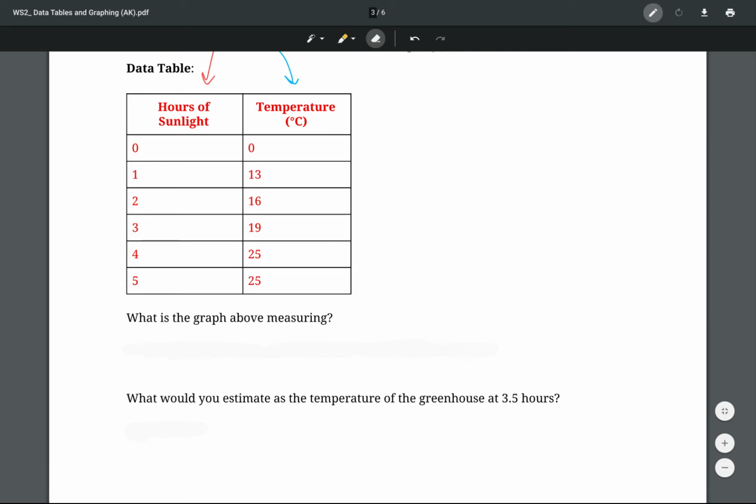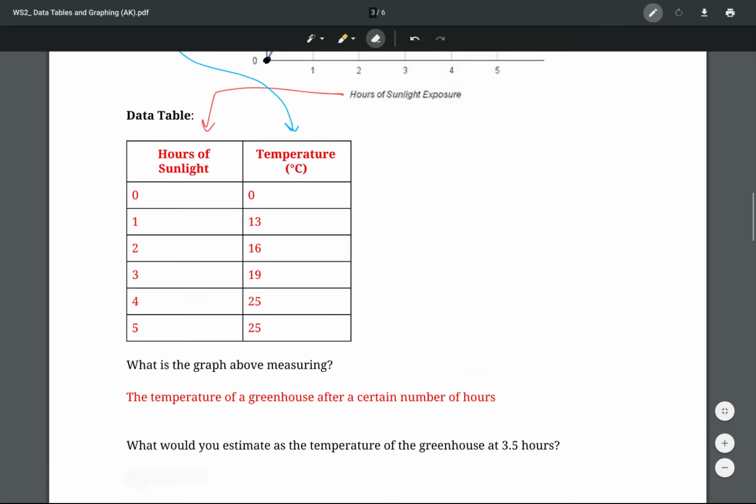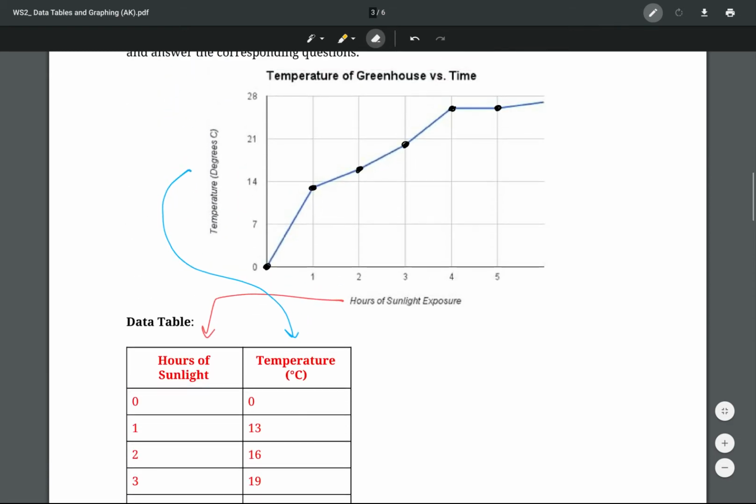The first question after this data table says, what is the graph above measuring? And it's measuring the temperature of a greenhouse after a certain number of hours. Then it asks us to estimate the temperature of the greenhouse at 3.5 hours. And so even though a measurement wasn't necessarily made at this point, we can find 3.5 hours on the x-axis, right between 3 and 4.